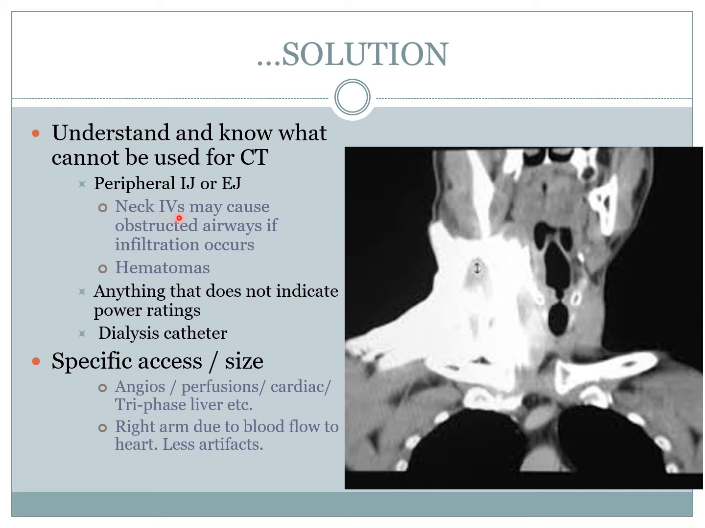Peripheral, internal jugular or external jugular. So yes, some people who are hard sticks and can't get antecubital IV access, then the neck is available, and there are two veins there, internal and external. But if it was a central line, we can use it, because it's going straight into it. But if it was the peripheral one, no way, no how do we use it.